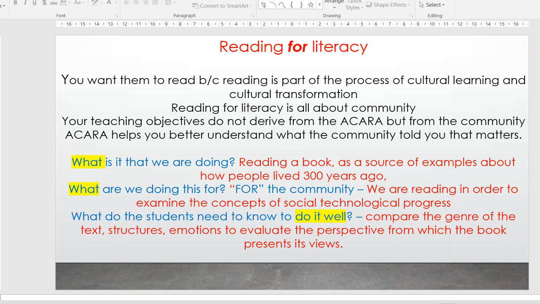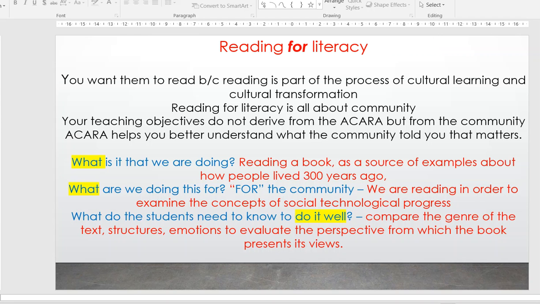So we don't teach to ACARA, we use ACARA to better understand what the community told us that matters. And this is what you did in assignment 2. We didn't evaluate your reading experiences or your literacy knowledge against ACARA. We used ACARA to better understand what you actually know. So we were unpacking things. Oh my goodness, what does interaction and evaluation mean? It means understanding that comprehension is not just how I read the text, but understanding what I'm bringing to the text.